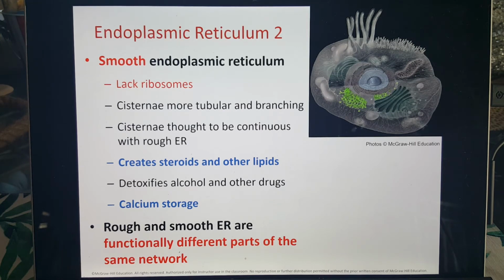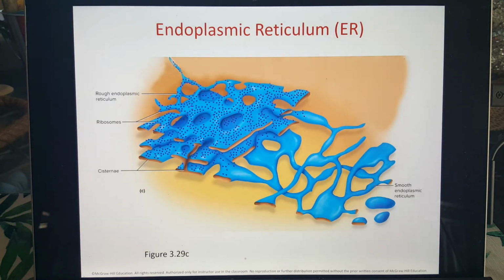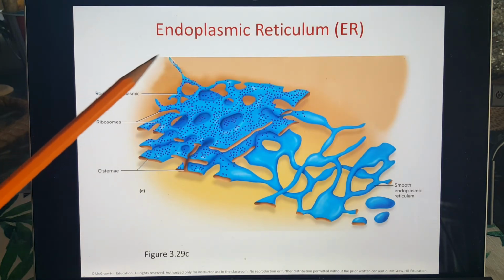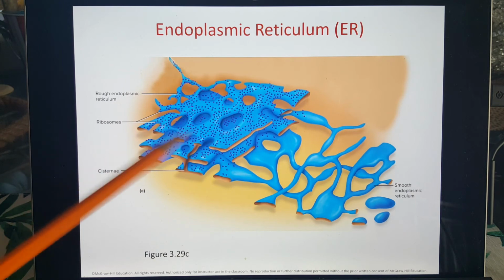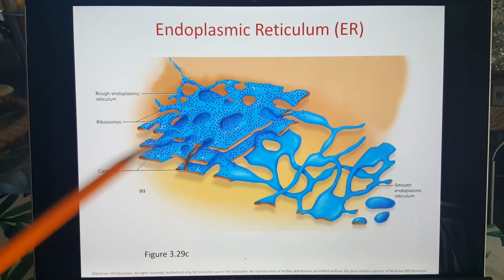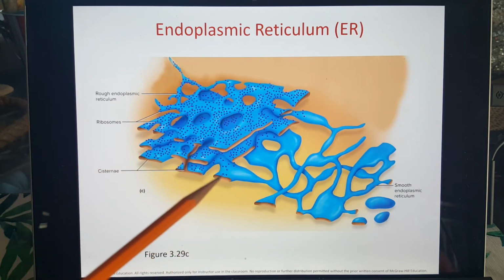So rough ER and smooth ER are functionally different, but they're actually part of the same network. Here on the left side, we have rough ER. Again, it's rough because it's studded with those ribosomes. Smooth ER is actually continuous with the rough ER, moving into a more tubular shape. But again, it's smooth because you don't have the ribosomes.